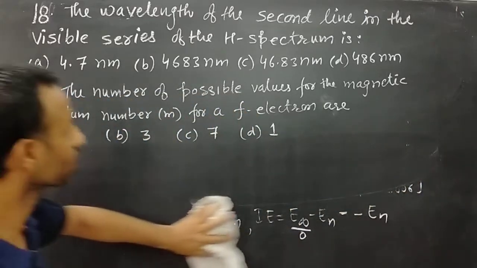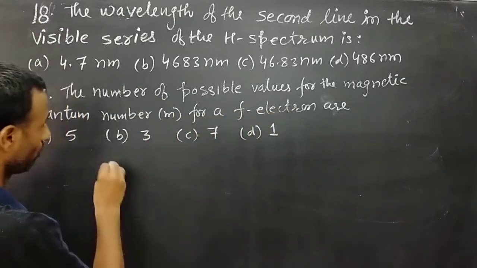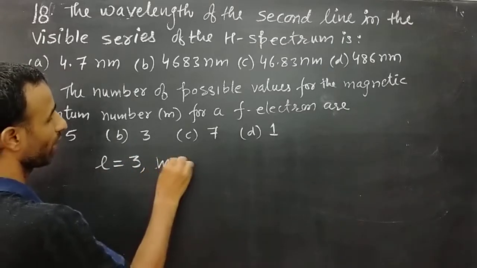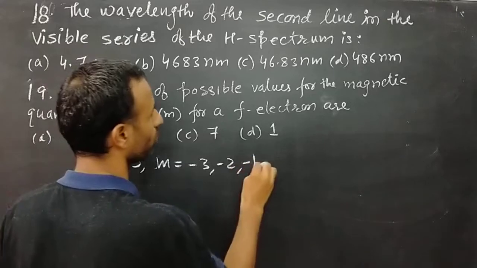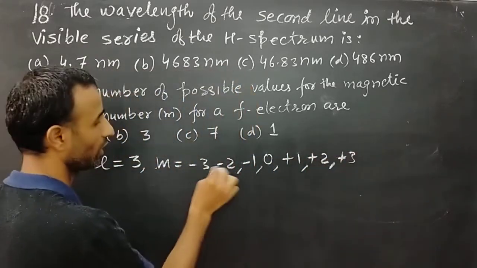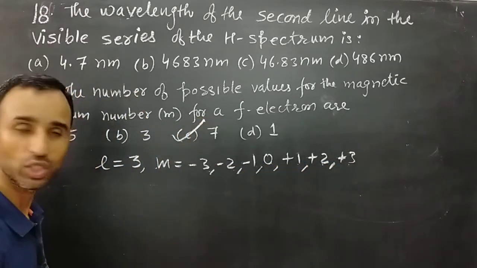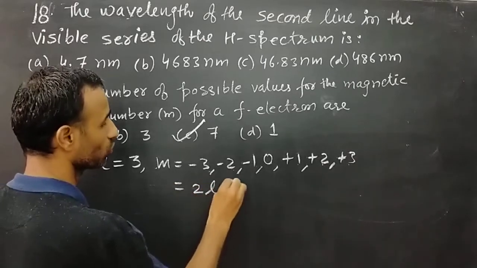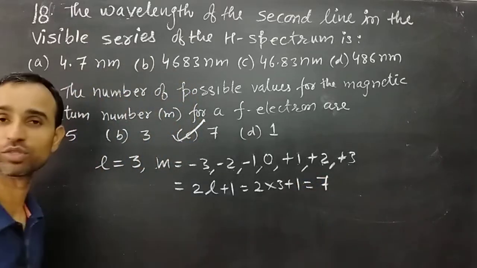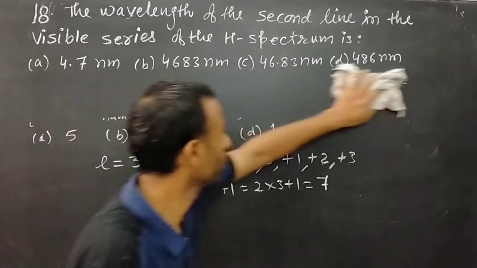Now, the number of possible values of magnetic quantum number M for F electron. For F electron, you know, L is 3 and values of M are minus 3, minus 2, minus 1, 0, plus 1, plus 2 and plus 3. Total 1, 2, 3, 4, 5, 6, 7. So total 7 values are possible. Or you can write it as 2L plus 1, that is 2 into 3 plus 1, total 7 values are possible. Right? Now, 18th question.